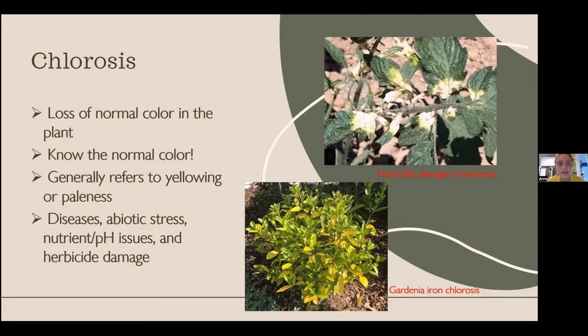And that's where we have to kind of put on our Sherlock Holmes hat and get our microscope or our magnifying glass out and ask some questions to kind of deduce what this might be caused by. But chlorosis can be a disease symptom, but it can also be an abiotic symptom as well, or something else is going on.